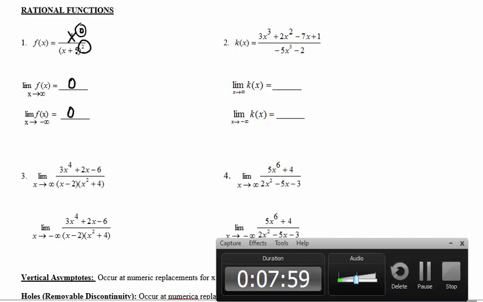You can produce a graph if you want. That's one I can do without a calculator, just because I know the parent function. This graph has shifted left 5, and it looks something like this. So you can easily see from the graph that the y values are going to 0, both at positive and negative infinity.